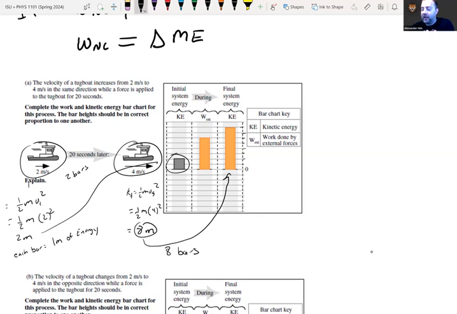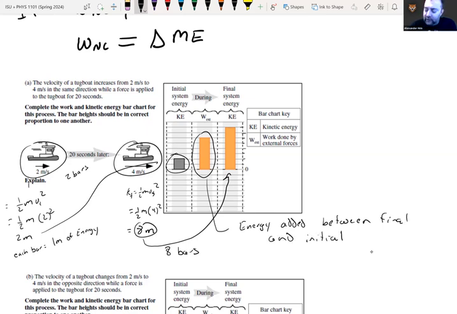All right. Now, the idea behind the work bar, basically, this is the energy added between final and initial. Okay, so that is what you're doing. That's why there are 6 bars there. So we had 2 initially. We needed to add 6 to get to the final number of bars of kinetic energy, which was 8.